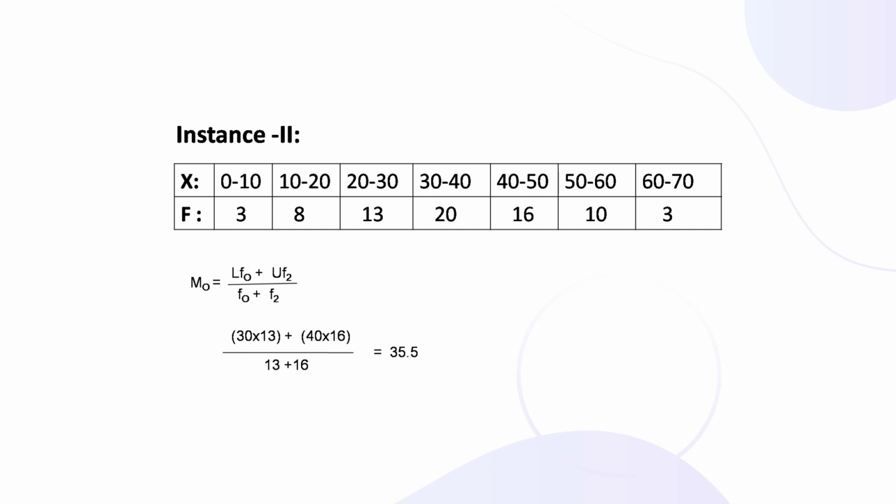You see the formula presenting the corresponding values. L is 30 into F0. What is F0? Frequency of the class preceding the modal class. 20 to 30, 13, plus U, the upper limit of the modal class, 40, into F2. What is F2? F2 is the frequency of the class succeeding the modal class. The modal class is 30 to 40, so succeeding the modal class is 40 to 50. Its frequency is 16. Then F0 plus F2, that is 13 plus 16. You calculate it, you will get the value 35.5. This is the mode.